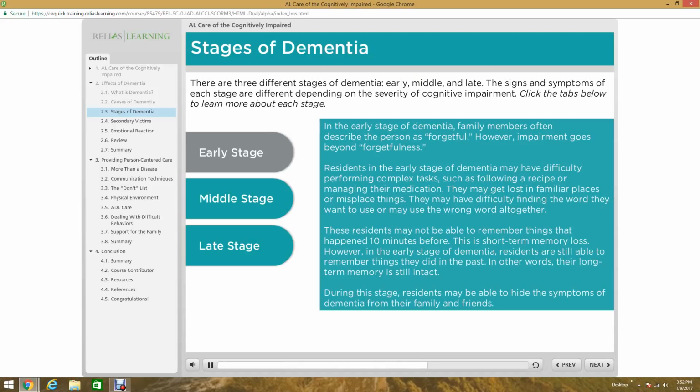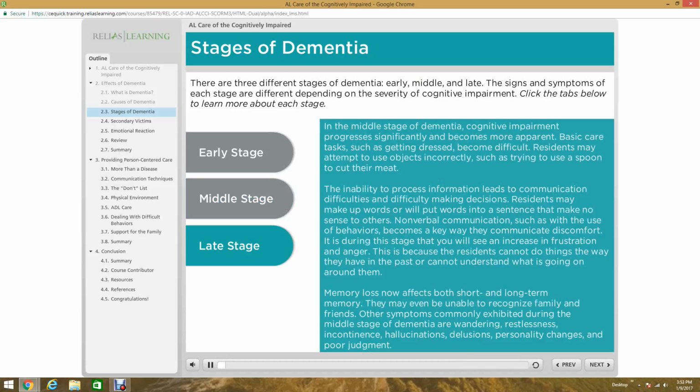These residents may not be able to remember things that happened 10 minutes before. This is short-term memory loss. However, in the early stage of dementia, residents are still able to remember things they did in the past. In other words, their long-term memory is still intact. During this stage, residents may be able to hide the symptoms of dementia from their family and friends.